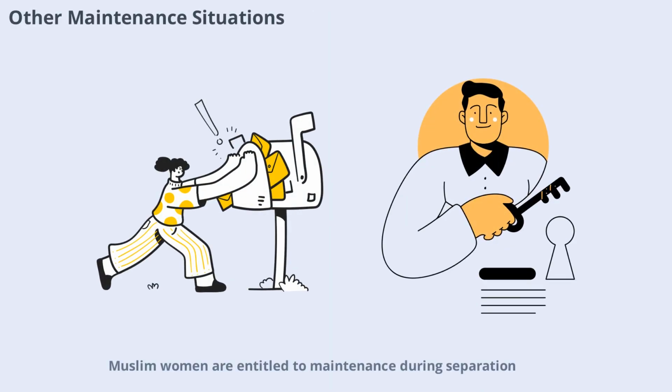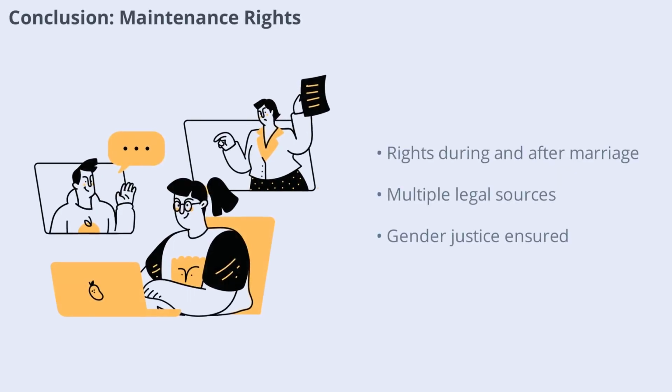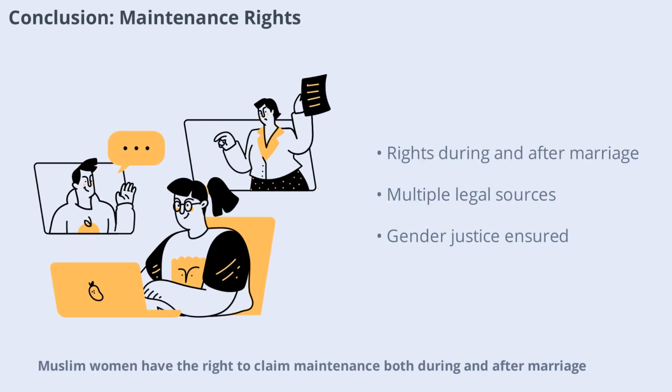Muslim women are entitled to maintenance during separation if the husband is missing or if he is incapacitated, unless the wife is at fault. Courts may order maintenance from the husband's property or through intervention, ensuring women are not left destitute due to circumstances beyond their control. Muslim women have the right to claim maintenance both during and after marriage, with the source of that right varying between personal law, criminal law, and statutory law. Indian courts have consistently interpreted the law to protect the dignity and financial security of Muslim women, balancing religious principles with constitutional rights and gender justice.